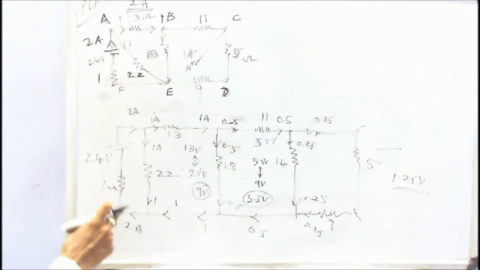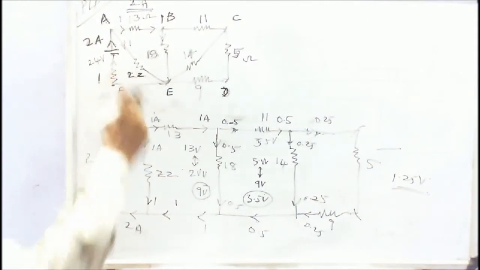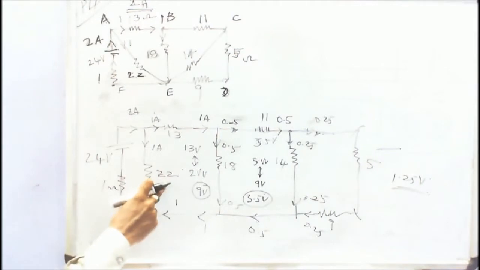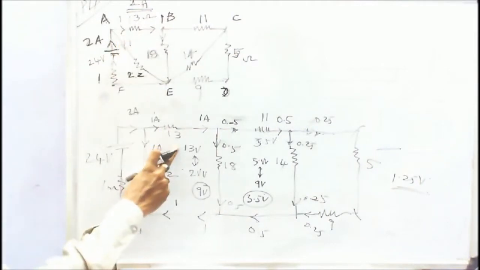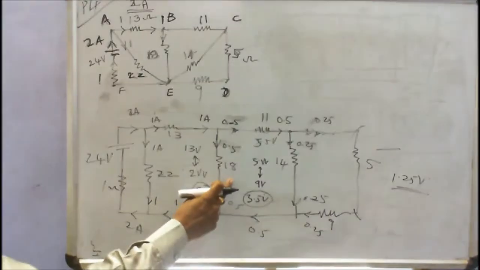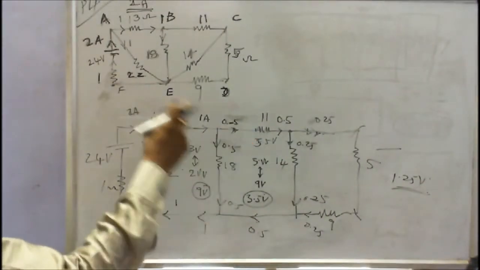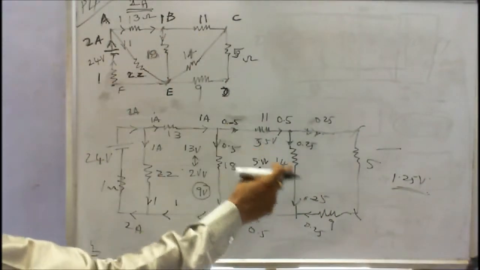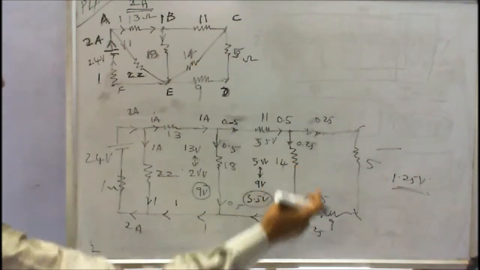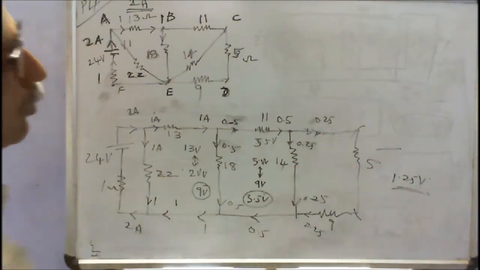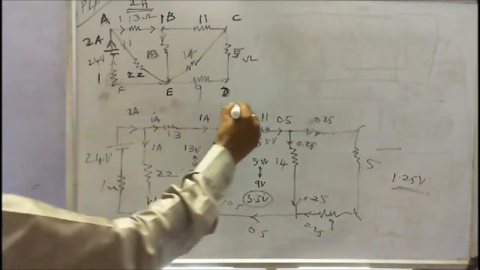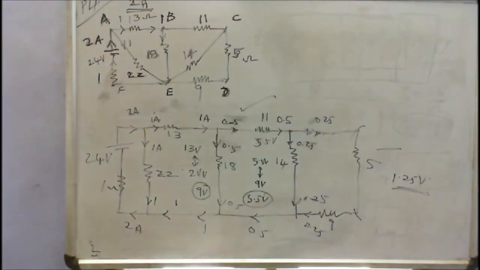There is this 1 ohm resistor, here I am marking like this. This 22 ohm resistance I draw like this. This is 13 ohm resistance. This is 18 ohm resistance. This is 11 ohm resistance, and this is 14 ohm. This is 9 ohm. This is 5 ohm. So both the figures are correct. This way also we can draw.